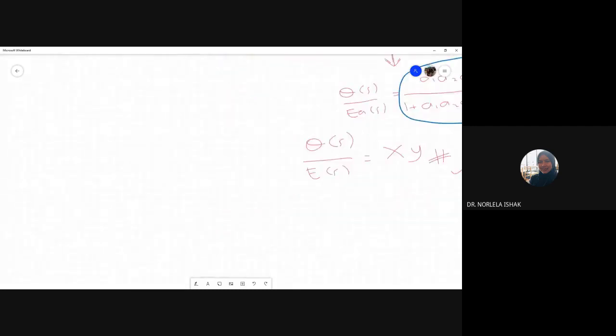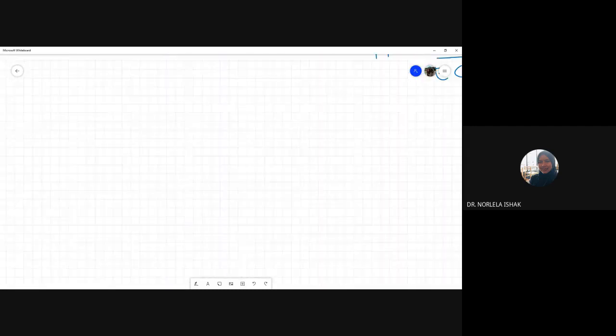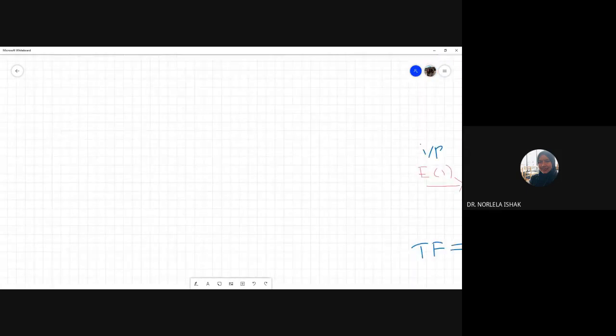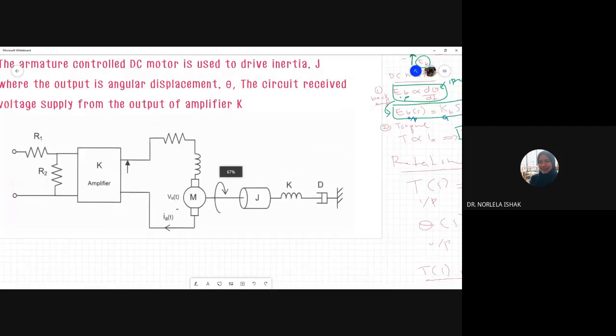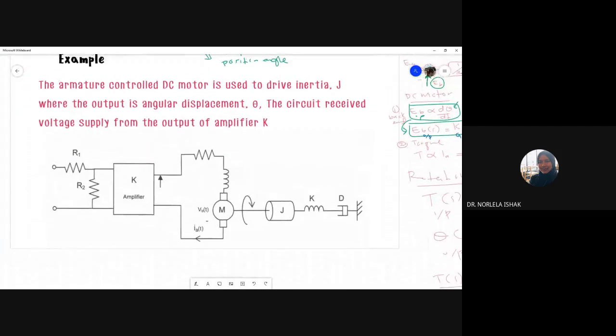And then madam has one question for your homework. This is the question, but the example or exercise. Let's try. Homework. The armature control DC motor. Where is the armature? This is the armature. This is the armature control DC motor.